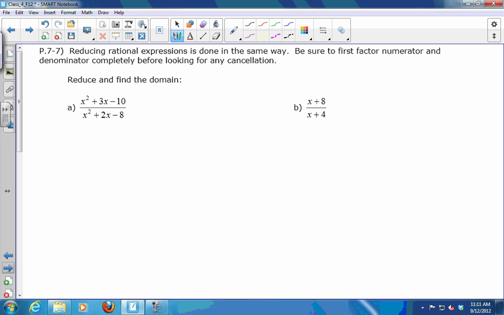Okay, so I want to reduce the fraction and then find its domain. So x squared plus 3x minus 10 over x squared plus 2x minus 8. The idea behind reducing is factoring first, right? Factor and cancel. So x squared plus 3x minus 10, does that factor? I need numbers that multiply to -10 and add to 3. 2 and 5 where the 5 is positive.